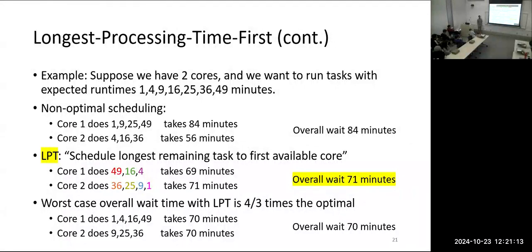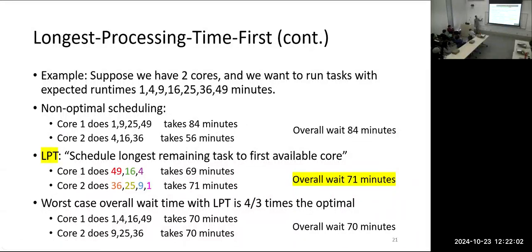You can use the longest processing time algorithm to schedule the longest remaining task to the first available core. In the beginning, the longest task takes 49 minutes, so you schedule that to core 1. Then the longest remaining task is 36 minutes, and you schedule that to core number 2. Since core 1's 49 minutes takes longer than core 2's 36 minutes, core 2 is going to finish first, and so you schedule the 25-minute task to core 2 as soon as it finishes. One more example: 36 plus 25 is 61 minutes, and 49 is less than 61. So the 49 will finish before the 36 plus 25 finishes, and so you schedule 16 to core 1 as soon as it finishes, and so on.